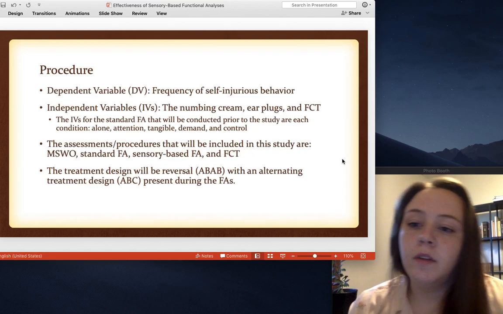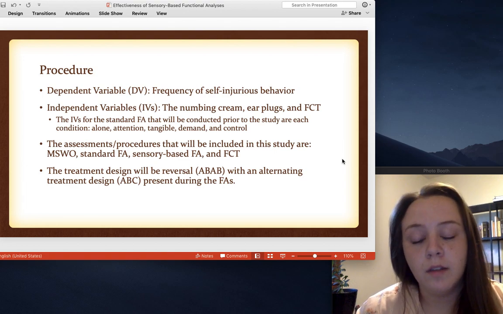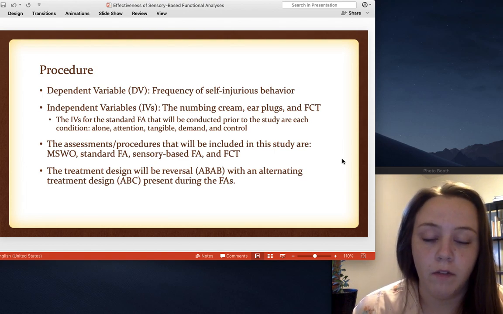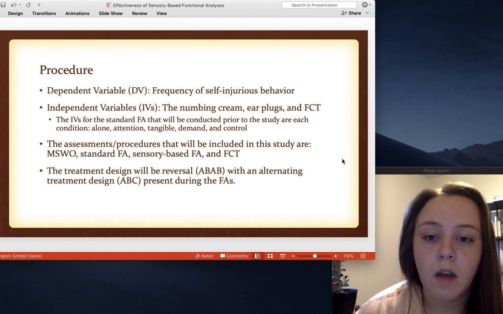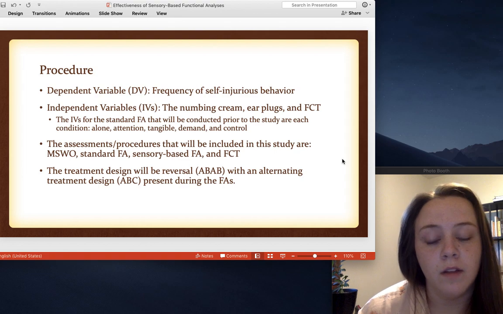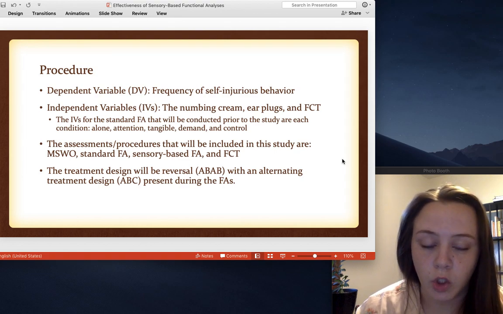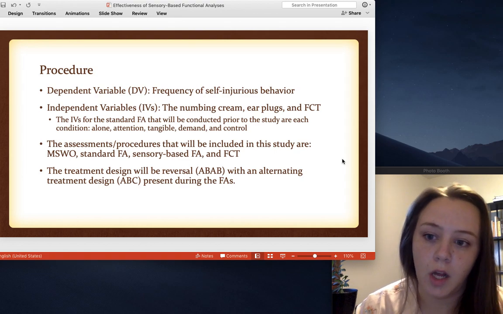So then with the procedure, the dependent variable across the entire study is going to be the frequency of self-injurious behavior. So we're going to be collecting frequency in the standard FA, we'll be collecting frequency in the sensory-based FA, and then in the following treatment for the functional communication training.